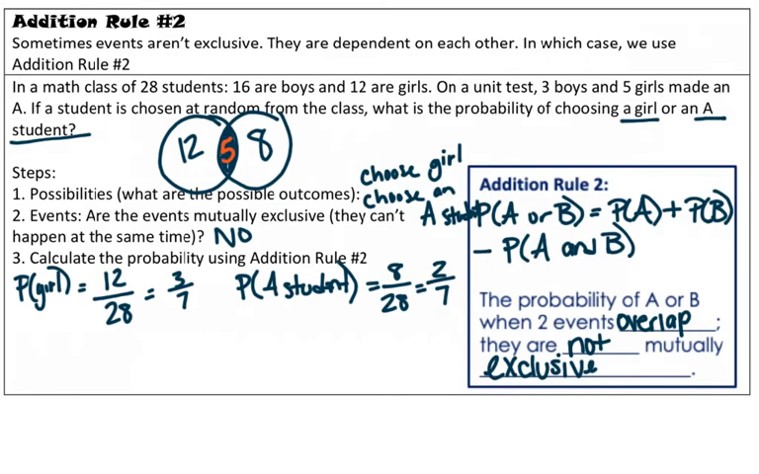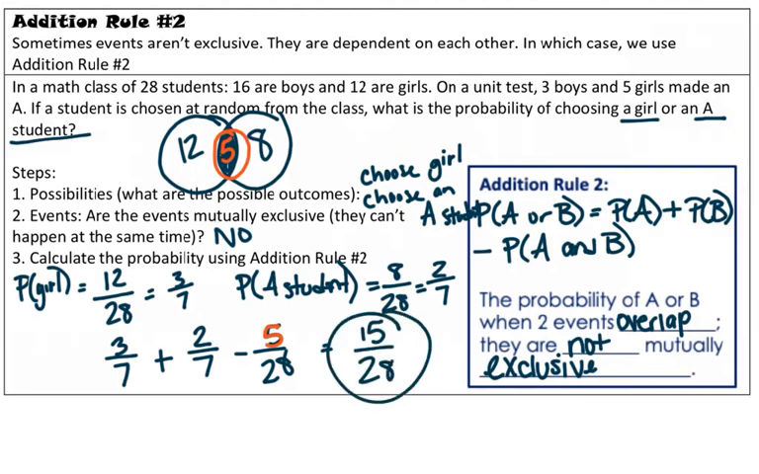So here's what you do. I'm going to do 3 out of 7 because that's girls, plus 2 out of 7, that's my A students. But then I'm going to take away 5 out of 28 because that's from right here. 5 out of 28 are overlapping. So now when I put that all on my calculator, I get 15 out of 28, and that would be my final answer. So you can't count people twice if it's not mutually exclusive.